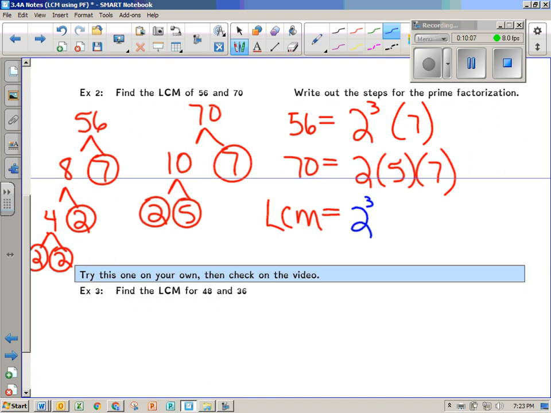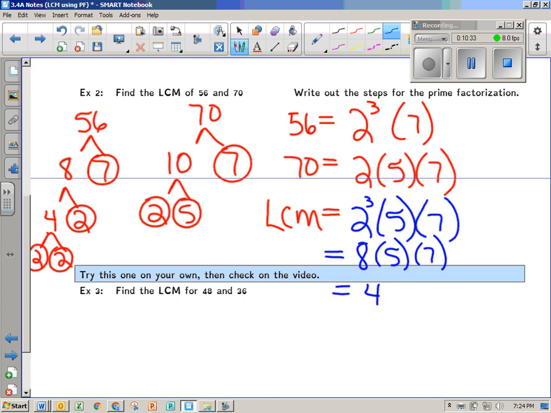This one has a 5, and this one doesn't. Well, I have to include 5. If I don't include 5, then this number 70 won't divide into it. And then they both have a 7 in common, so the highest power of 7 is 7 to the first. So that's 8 times 5 times 7. That's 40 times 7, which is 280.